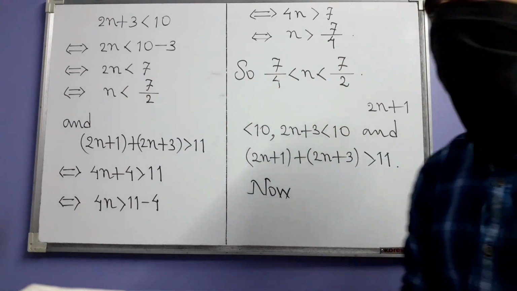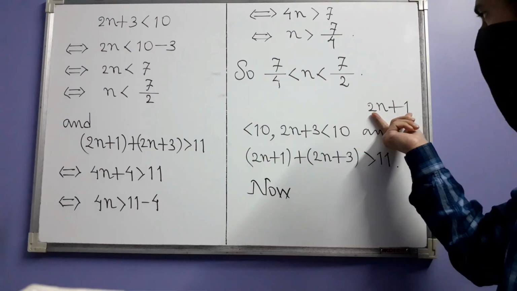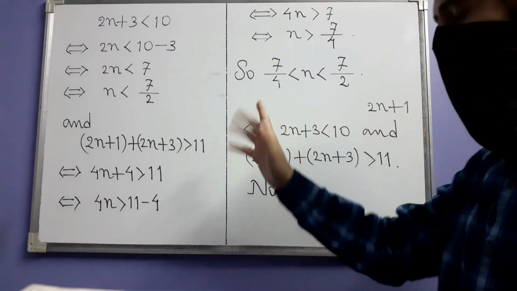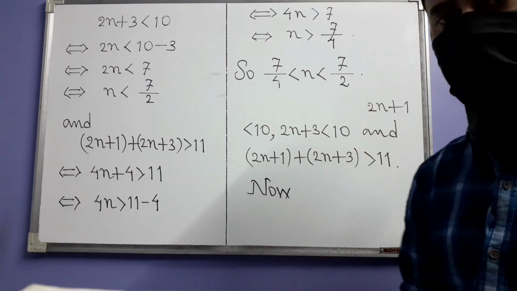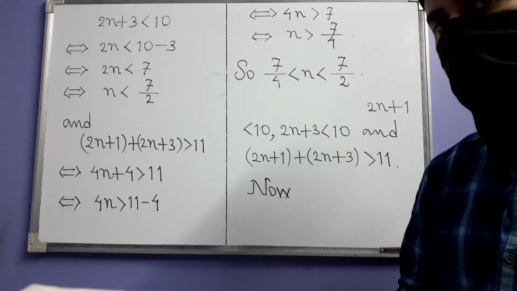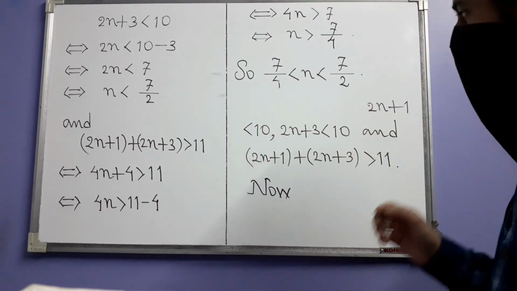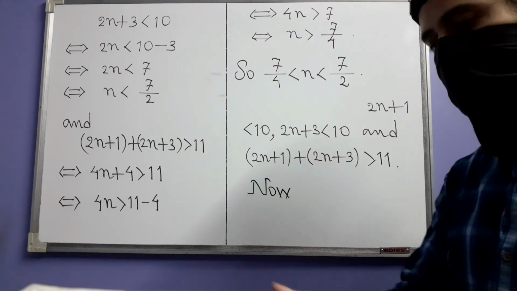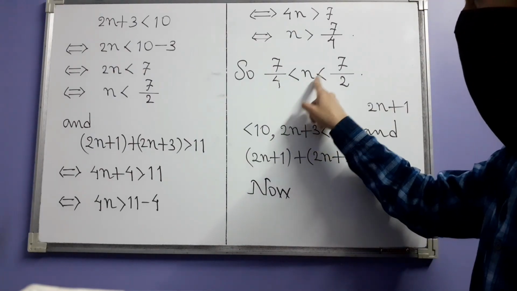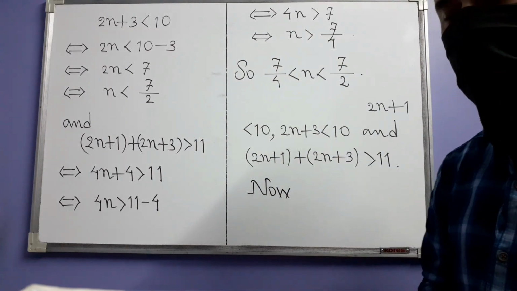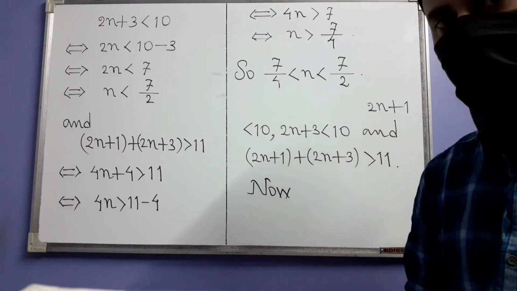If you are wondering why we did not do anything about this first inequality, that is because if 2n plus 3 is less than 10, then 2n plus 1 is automatically less than 10. That's because 2n plus 3 itself is greater than 2n plus 1. Now from these inequalities, some values of n will come out.